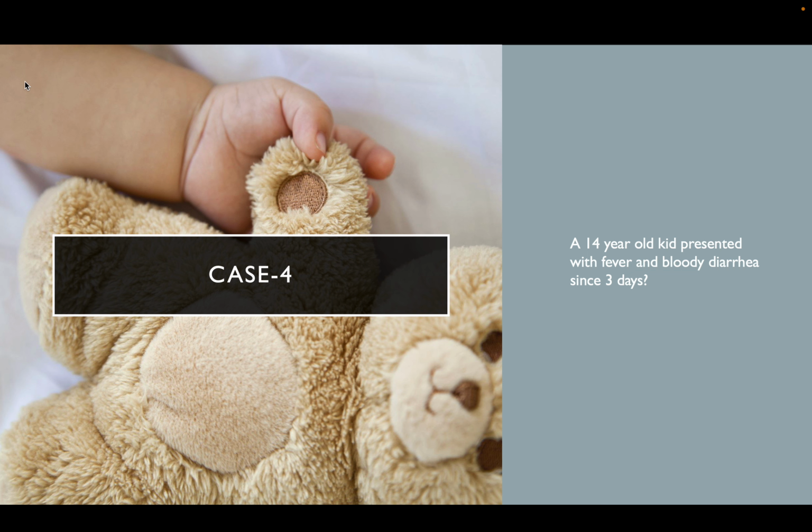But in this case of fever and bloody diarrhea, this is more of an inflammatory diarrhea. You need not start them on an antidiarrheal drug. You can start them on an empirical antibiotic, which can be a fluoroquinolone like ciprofloxacin, or you can add a macrolide also. Based on your institute protocol, ciprofloxacin is what we generally use, 500 mg. You can start them.